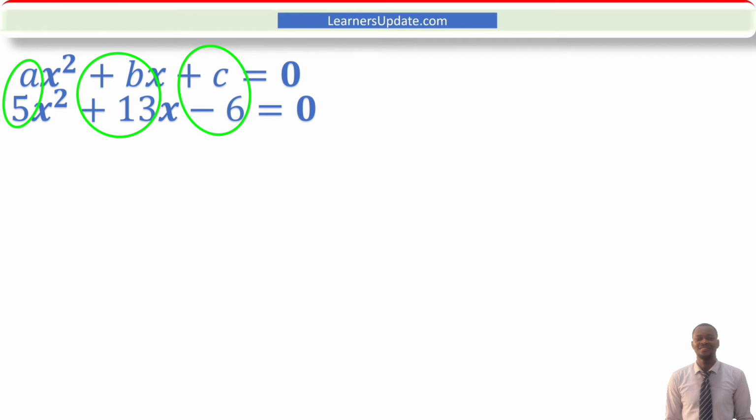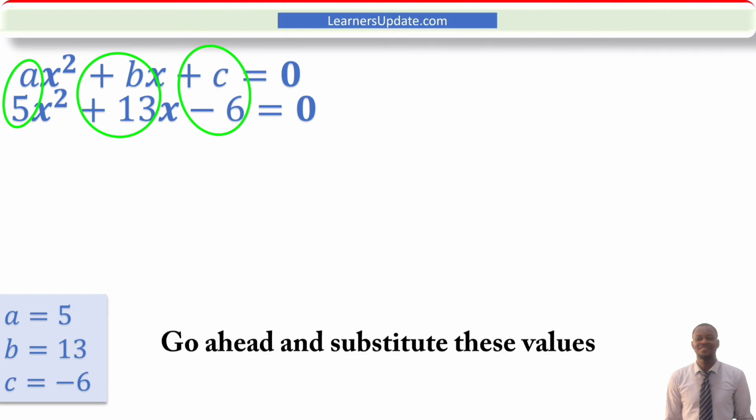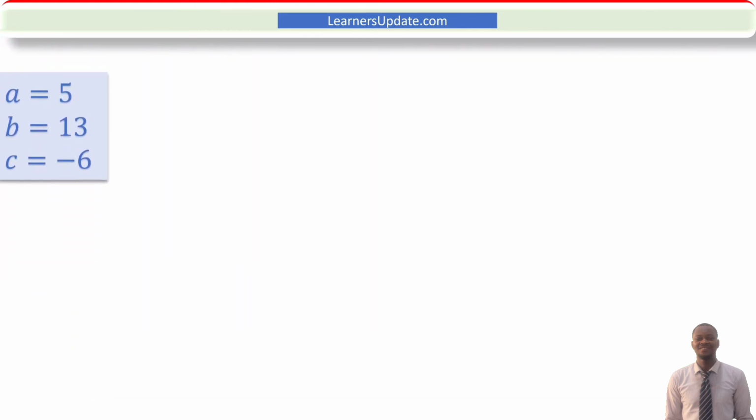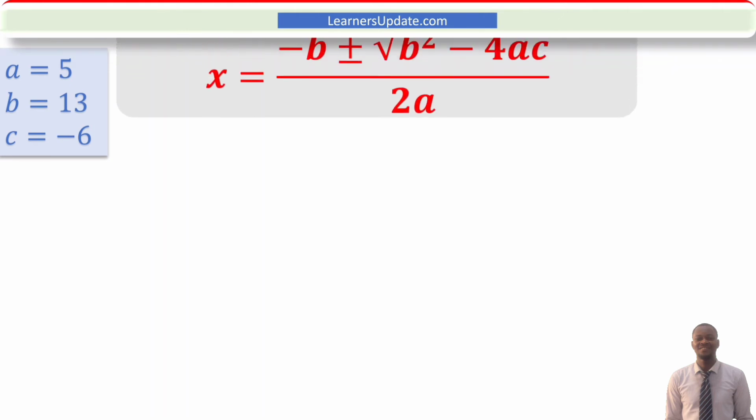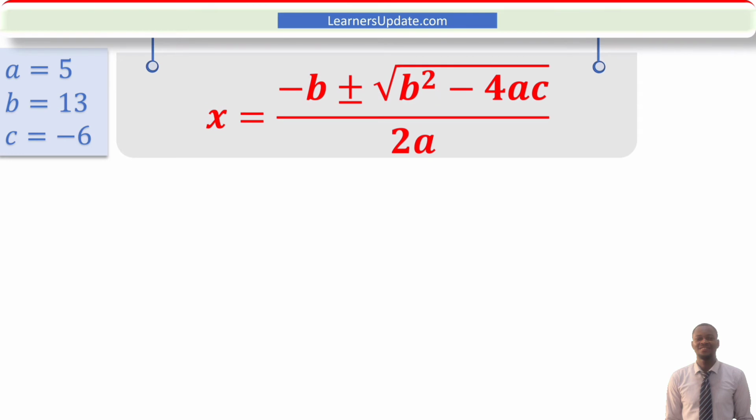Now, we can go ahead and solve our quadratic equation using the general quadratic formula. We have our values, we have our formula. Let's go ahead and substitute these values and get our real solutions. So without wasting much time, we just go ahead and substitute these given values.